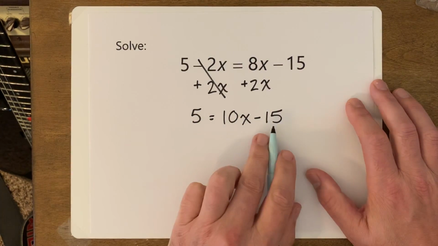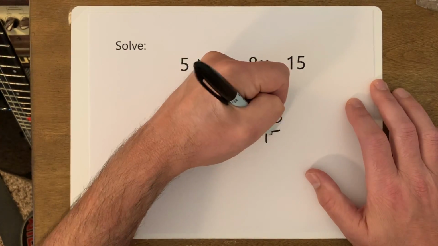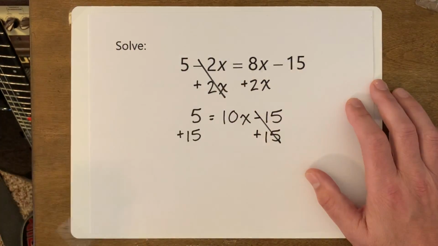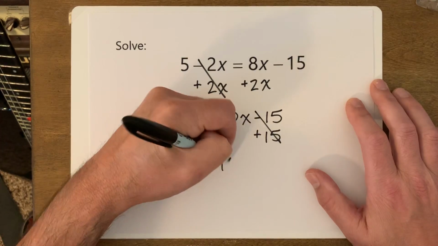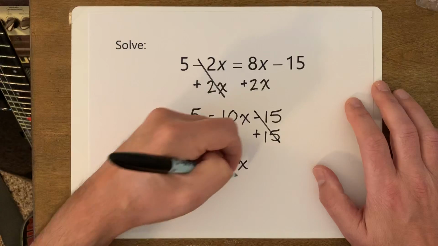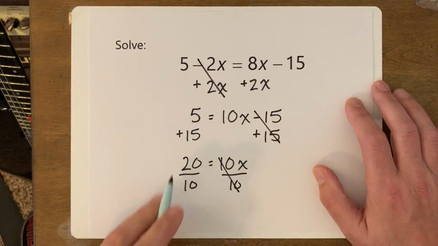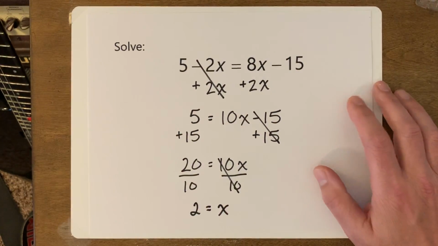Now I have to move the negative 15 to this side because I'm trying to get x by itself. So I'm going to add 15 to both sides. There they cancel. 15 and 5 make 20 is equal to 10x. And now you're going to obviously be able to know what the answer is. Divide by 10. And then 20 divided by 10 is 2. Okay, so that's my correct answer.